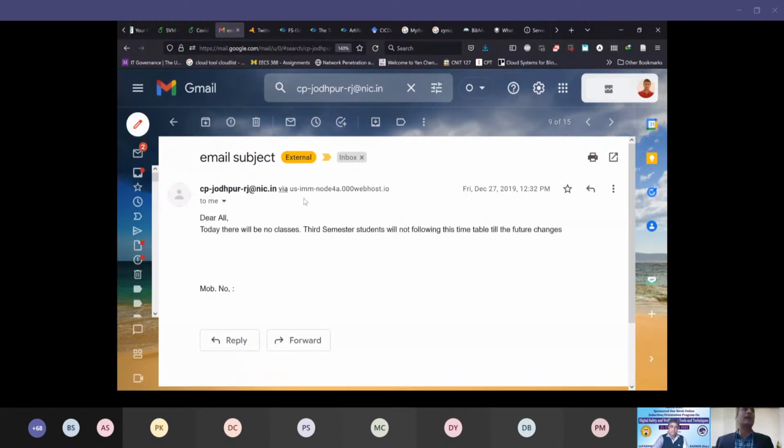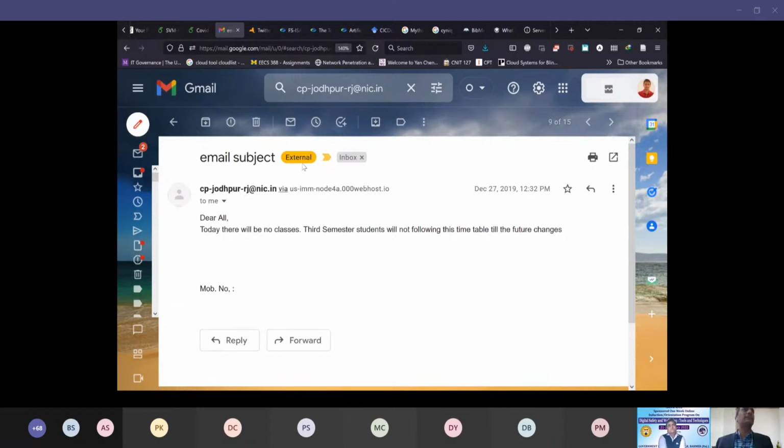But definitely that is going to be the case. बट यहाँ पे आपको जो ध्यान देने लायक बात थी, आपको दिख रहा है यहाँ पे जो मेल में जो आपको मैं सेलेक्ट कर रहा हूं, जो क्या आ रहा है लिखा हुआ वाया us-imm-node4a000webhost.io, है ना? It looks like kind of a fishy thing because eventually NIC के सर्वर्स यूएस के सर्वर्स के थ्रू कैसे होके आएंगे? Probably this is not what we can intend, probably like this kind of a fishy mail.